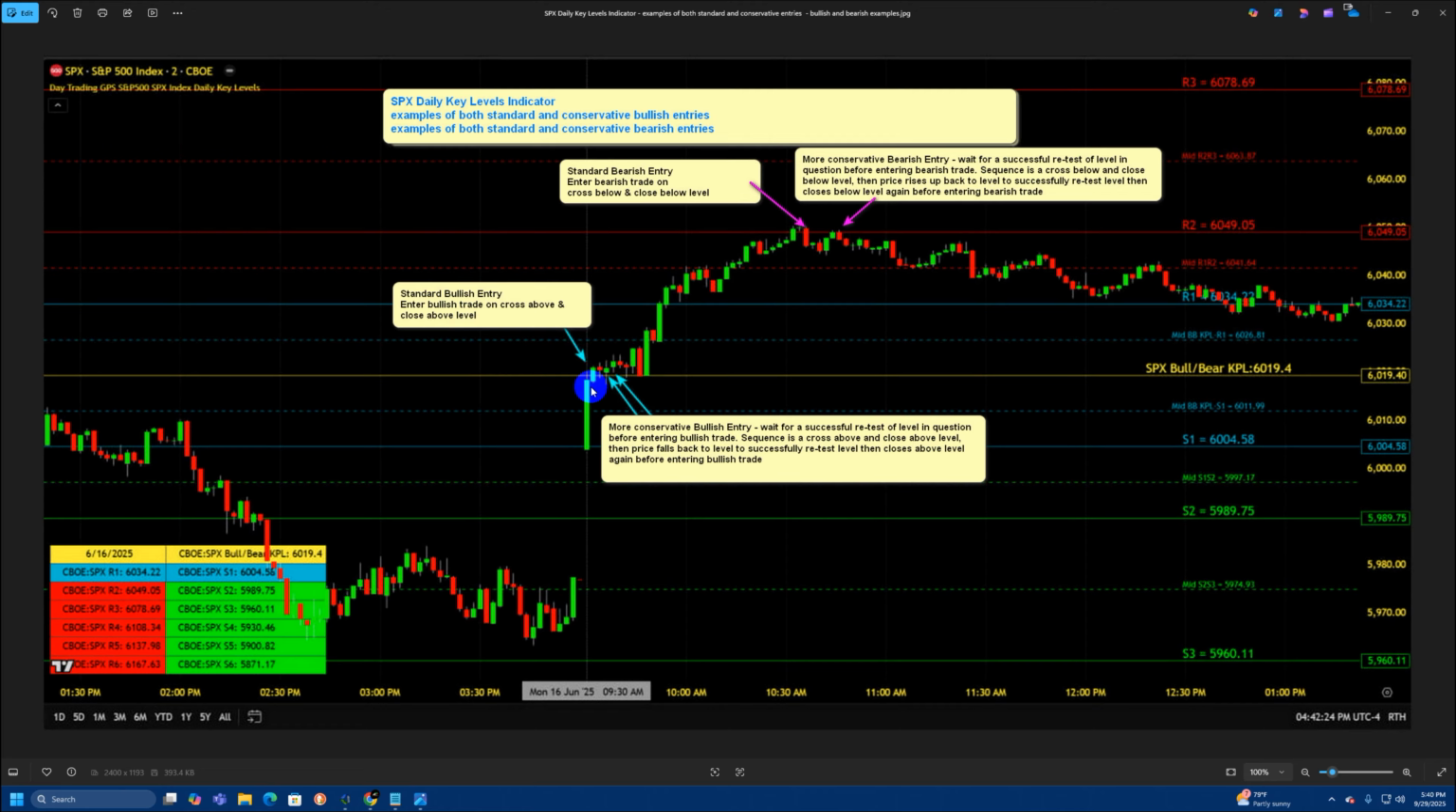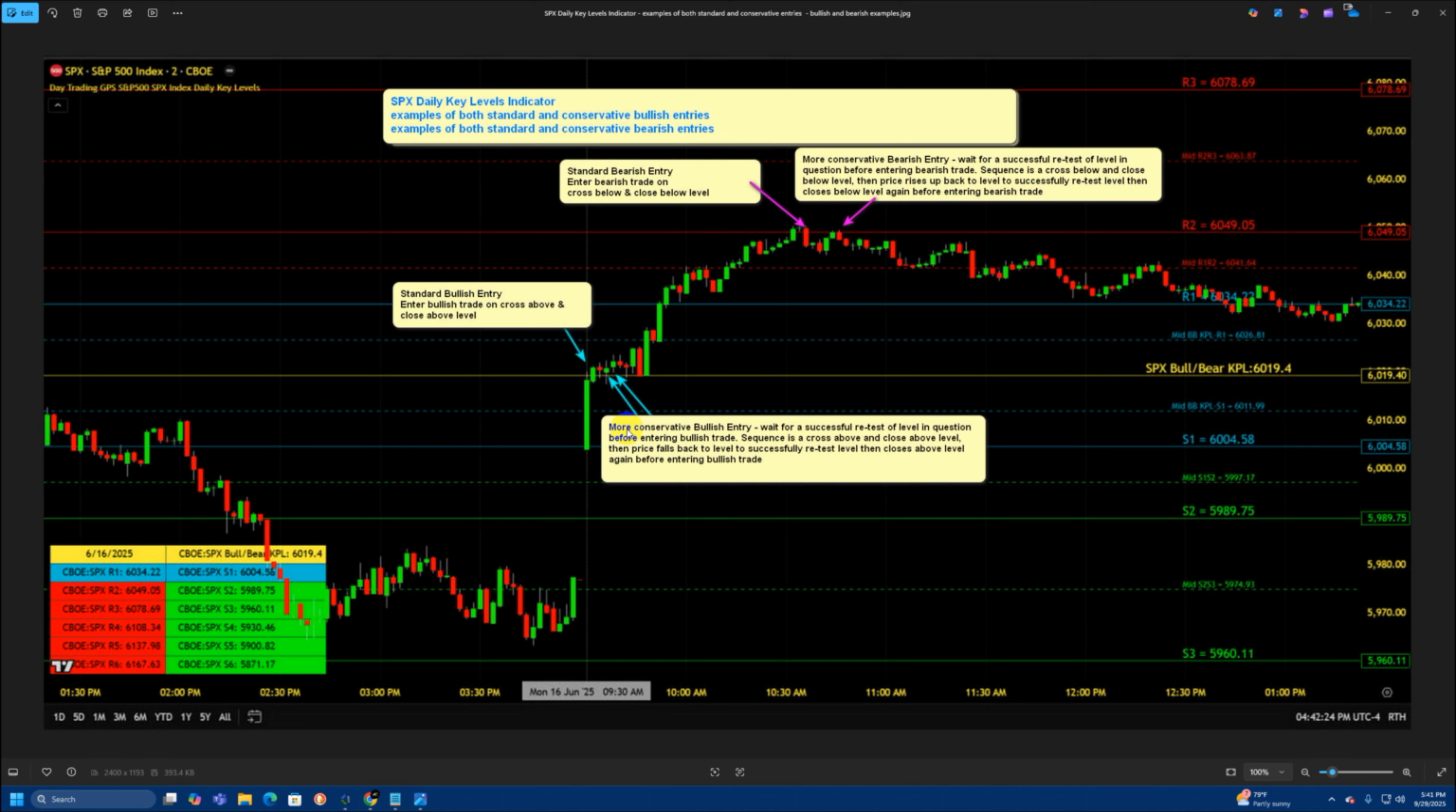So here we have a cross above and close above. We have a candle that is crossing above the level in question, in this case the bull bear KPL, but it would not matter what level it's on. Regardless of what level this is, you have a cross above and close above the level. That is your bullish entry on a cross above and close above the level in question.